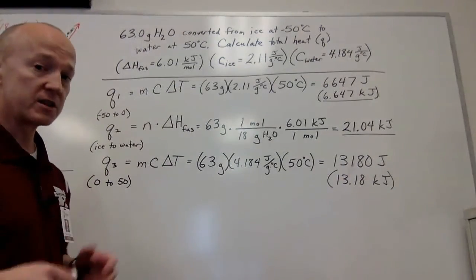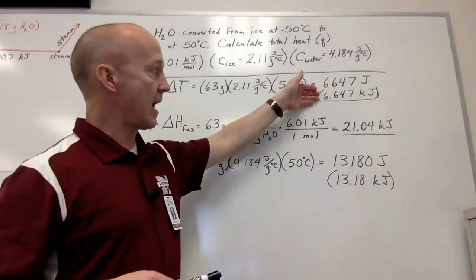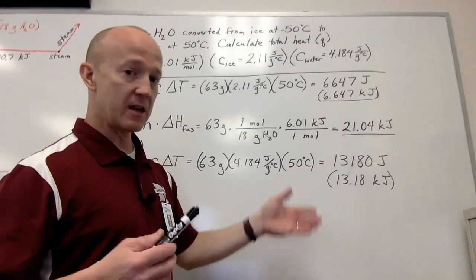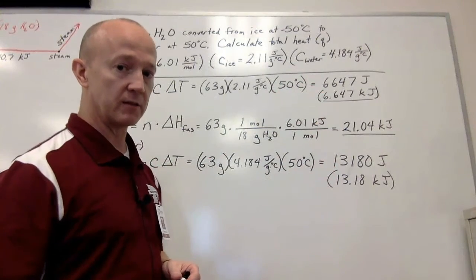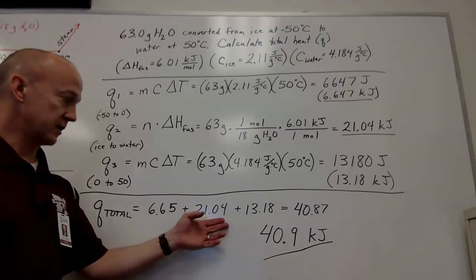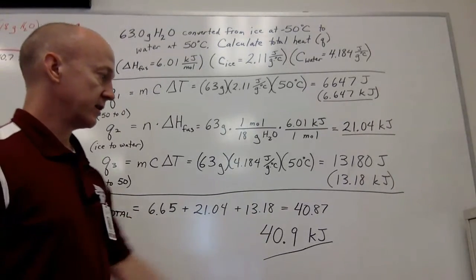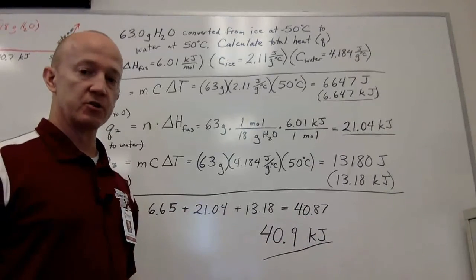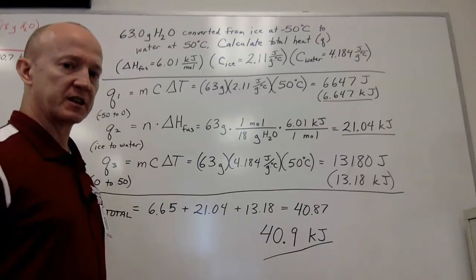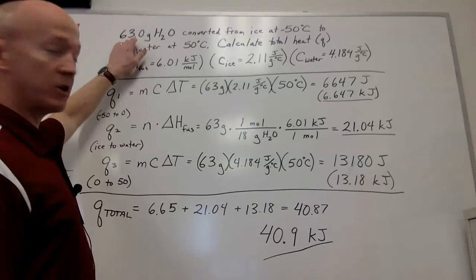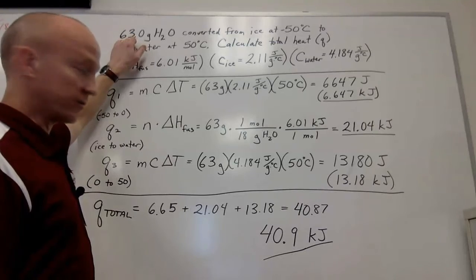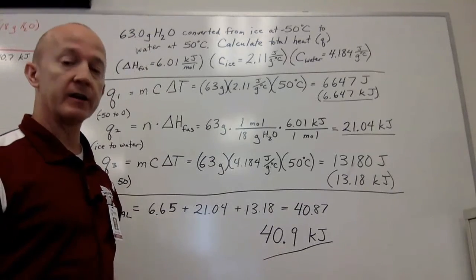So, all that's left is to add these 3 phases together, and that will give us the total heat. Stage 1, stage 2, and stage 3 give us 40.87 kilojoules, but we round to 3 significant figures because our original was given in 3 significant figures. So we get 40.9 kilojoules.